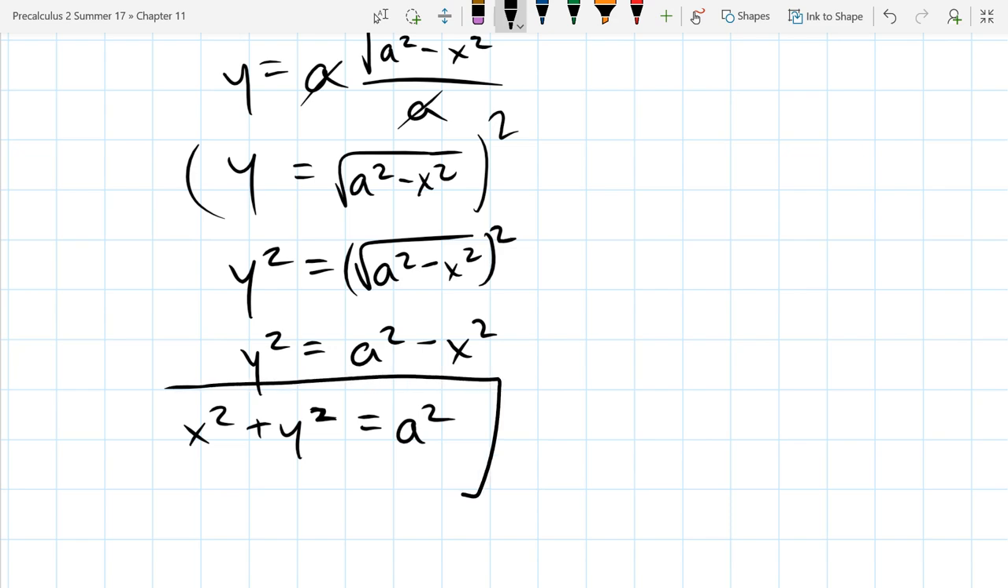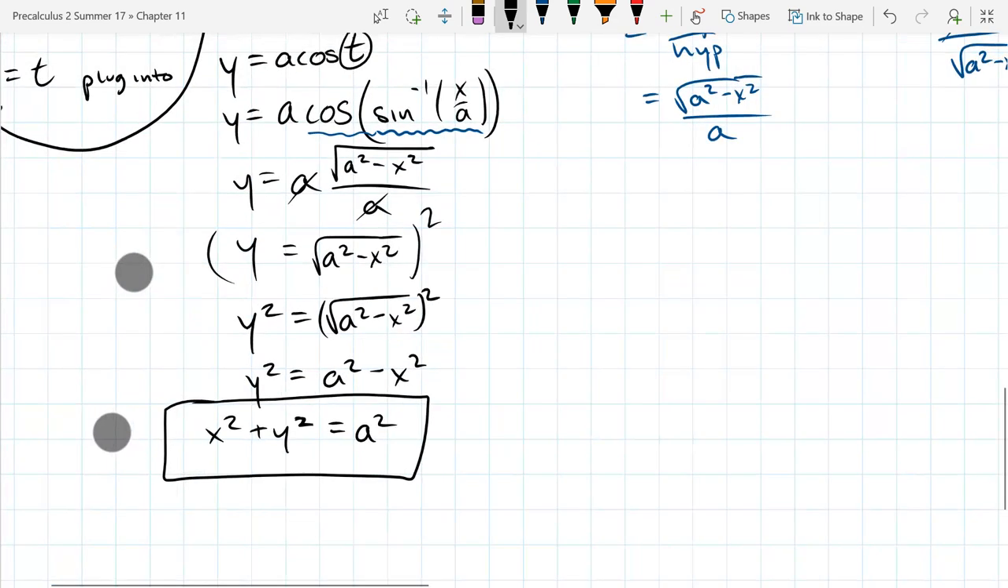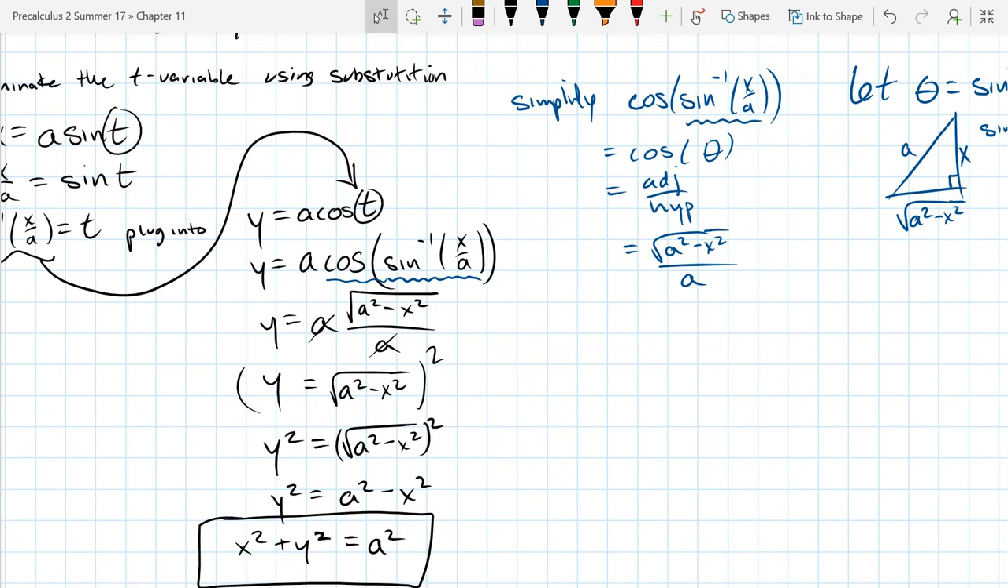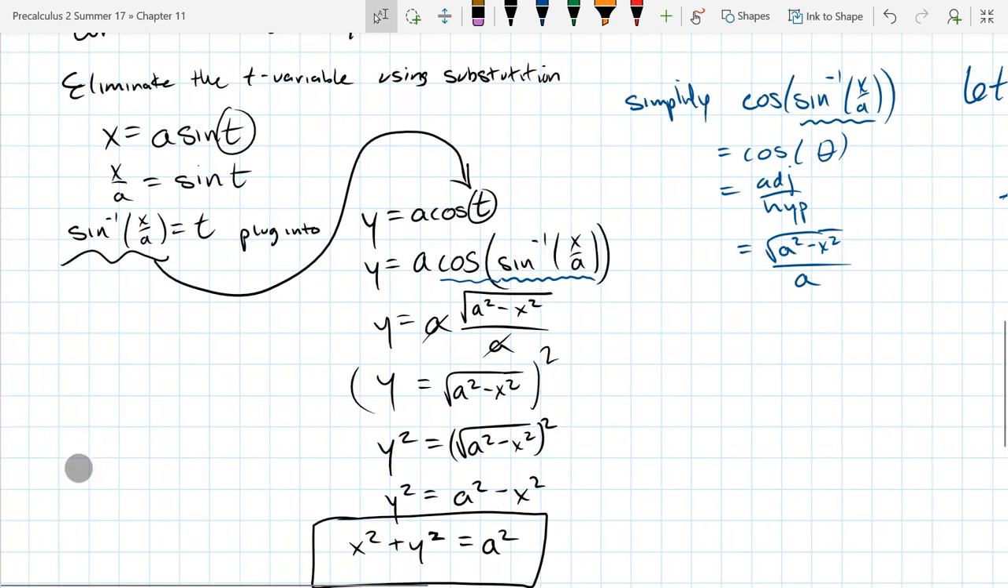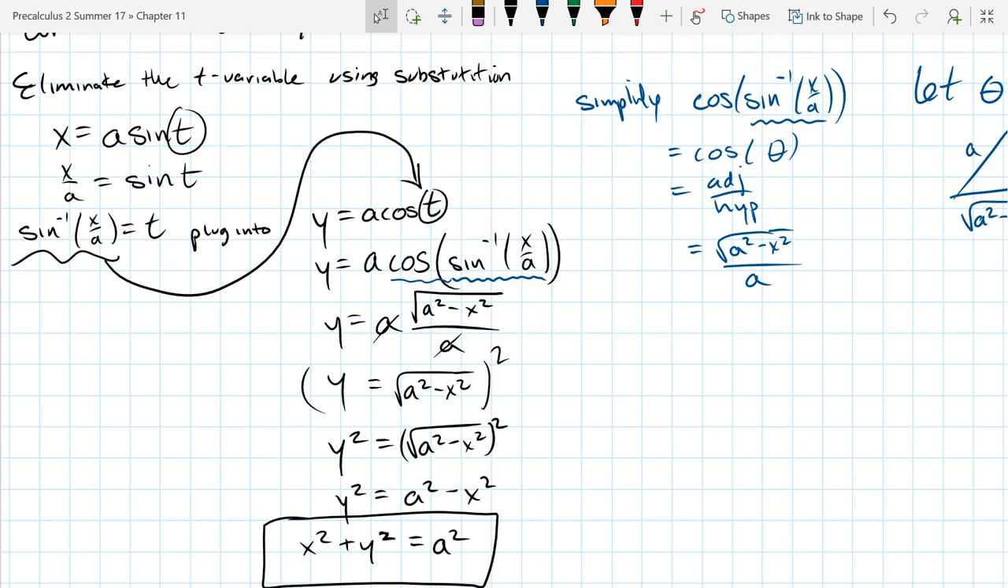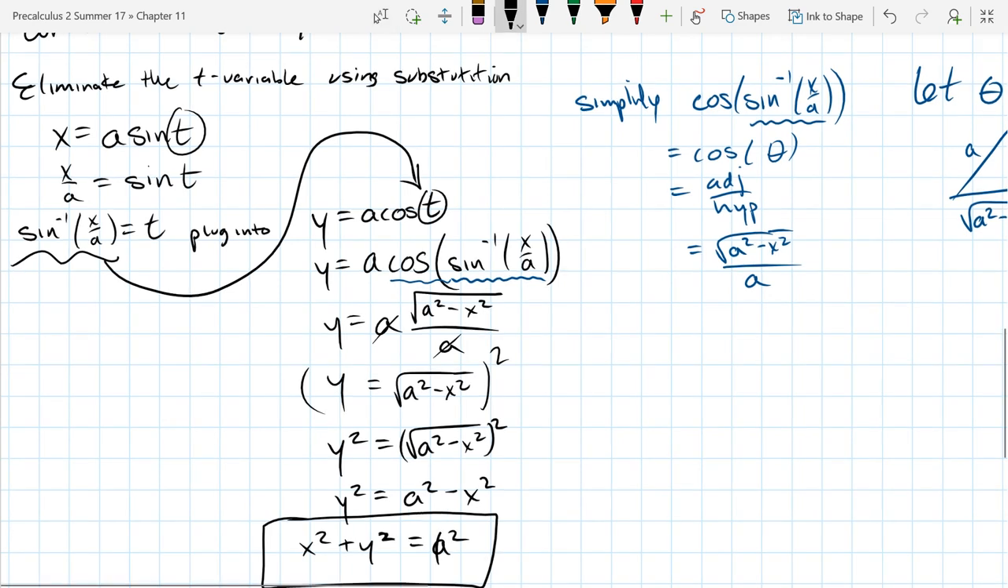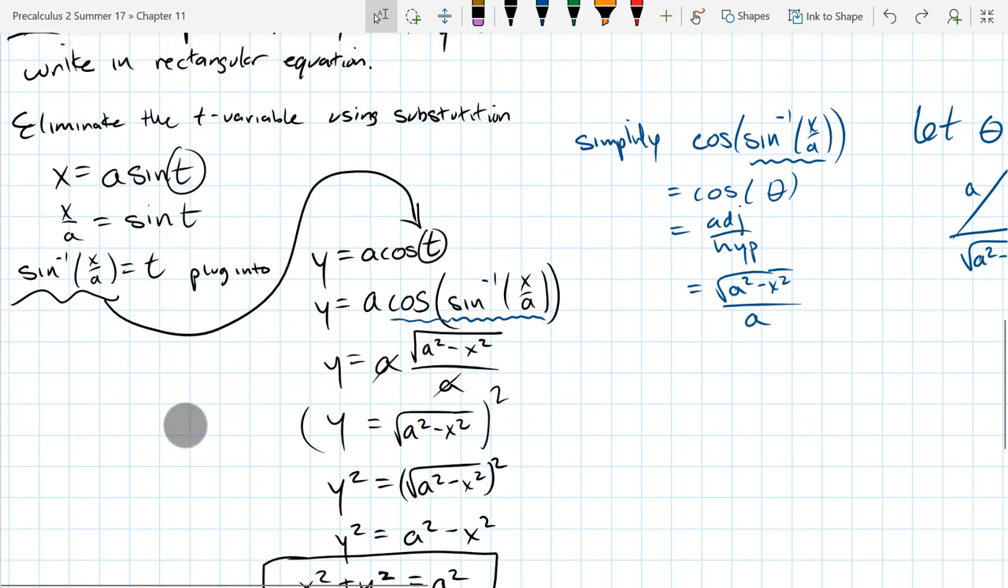Again, we still have a rectangular equation, very different form, though. What would this graph as? Well, if we look at this, if a was 1, I would have the unit circle. And as it turns out, I have a circle centered at the origin with a radius a.